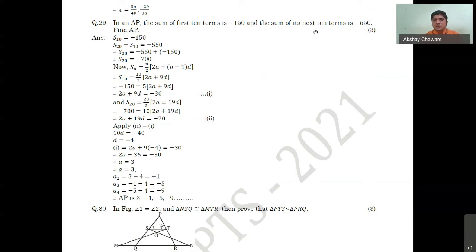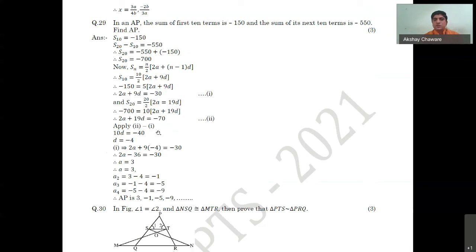We cannot directly consider it as an AP, and we cannot consider it as S10 either, because according to the definition of AP it is not possible, right? So for the next 10 terms we will consider S20 minus S10, and that is equal to minus 550. So S20 is minus 700. Now you have two equations, S10 equal to minus 150 and S20 equal to minus 700, and using these you will get two linear equations 1 and 2.